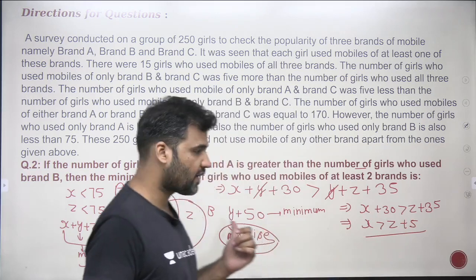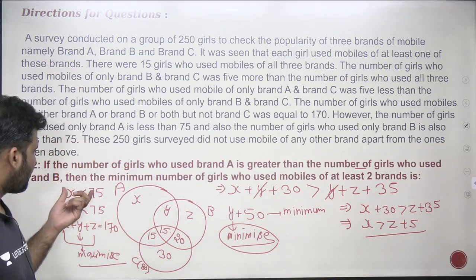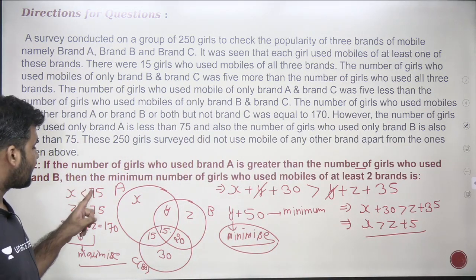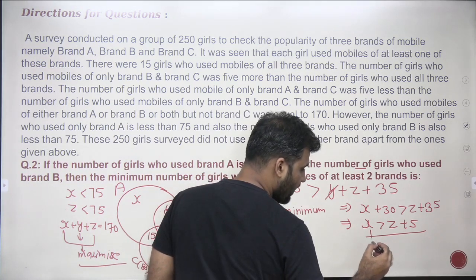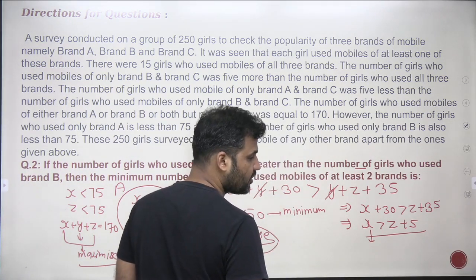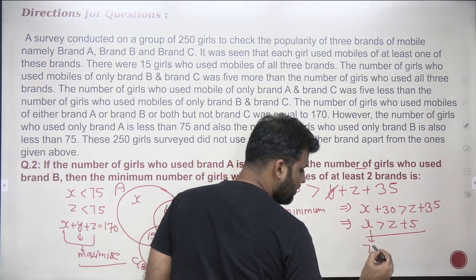be greater than Z plus 5 and the maximum possible value of X is 75, X has to be less than 75. So what is the maximum possible value of X? The maximum possible value of X can be 74.